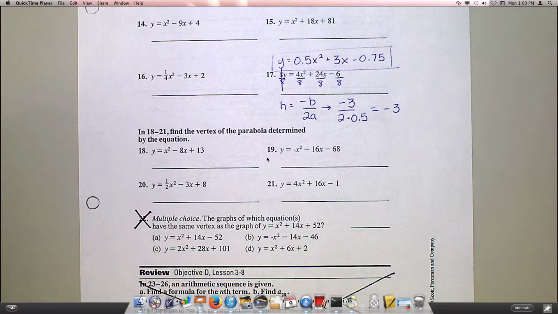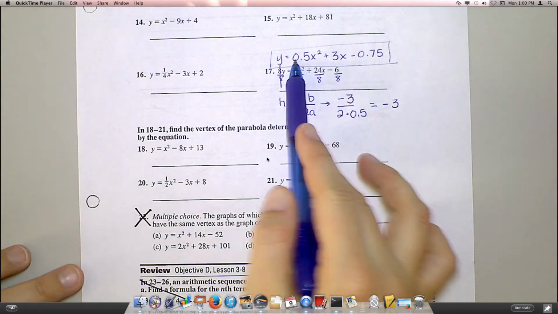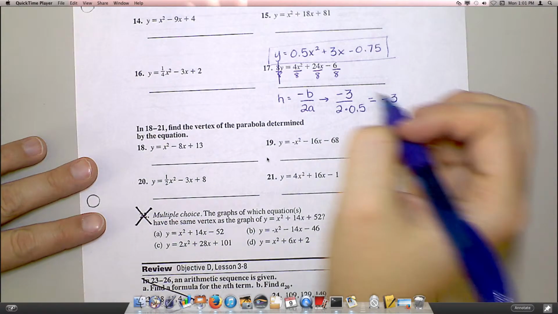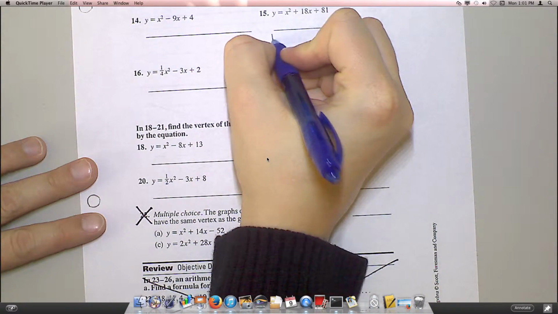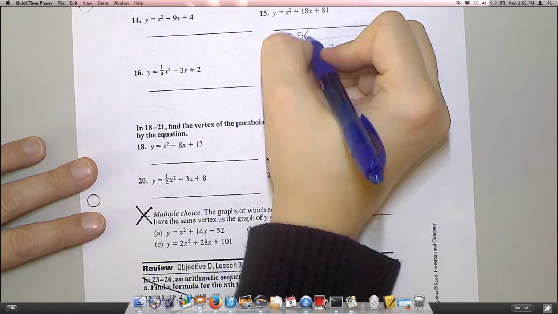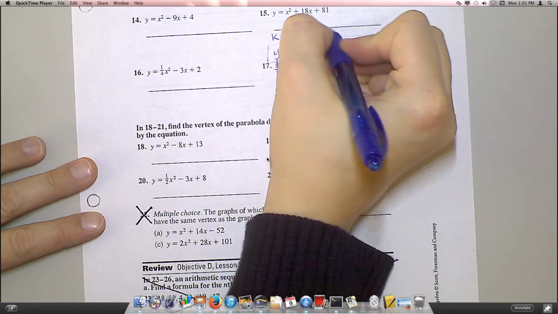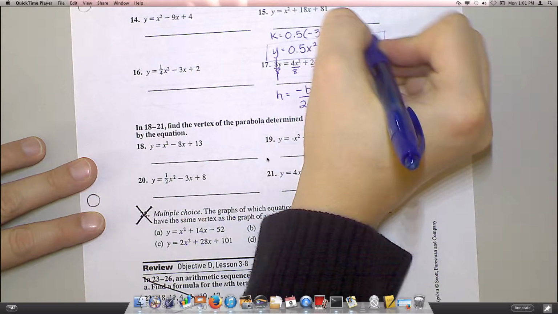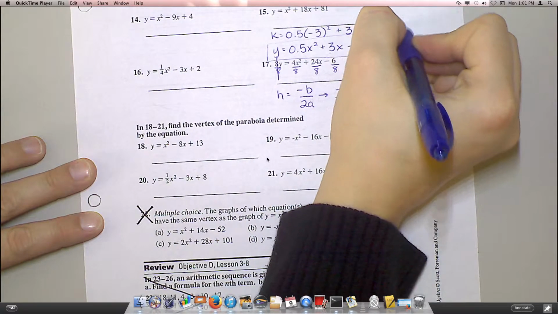Now for my k value, what do I do with that number? Okay, I'm going to take that negative 3 and plug it into this equation for x. So I would say, oh, I'm out of space here, I guess I'll go up here. k equals 0.5 times negative 3 squared plus 3 times negative 3 minus 0.75.